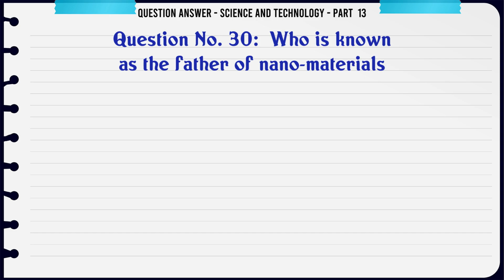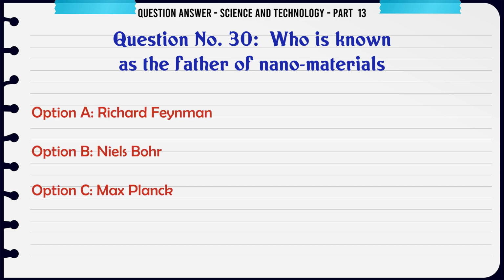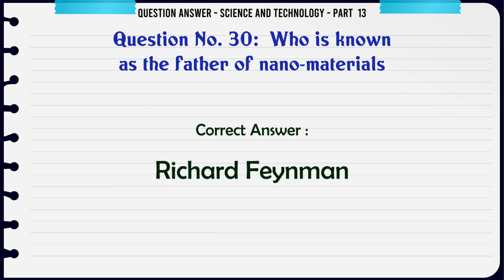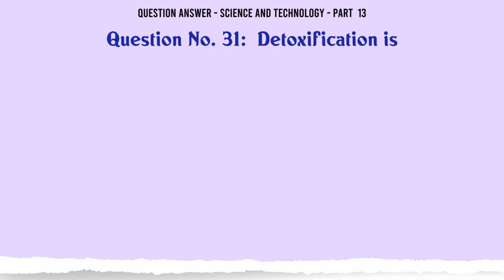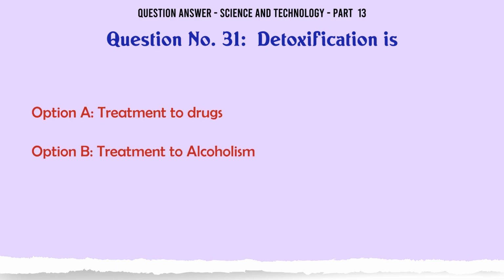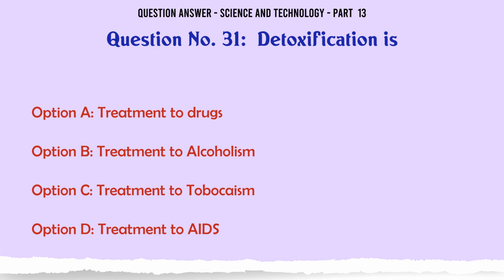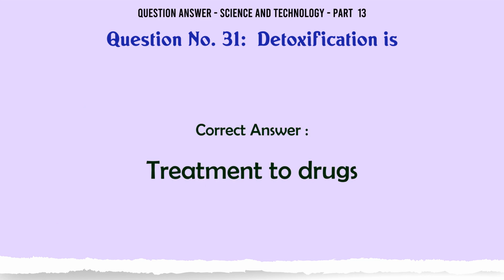Who is known as the father of nanomaterials? A. Richard Feynman. B. Niels Bohr. C. Max Planck. D. Ernest Rutherford. The correct answer is Richard Feynman. Detoxification is A. Treatment to drugs. B. Treatment to alcoholism. C. Treatment to tabacism. D. Treatment to AIDS. The correct answer is treatment to drugs.